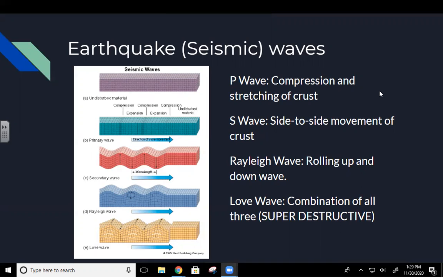The S wave is the second thing that you feel, which is what we felt when we were experiencing the earthquake that Tuesday morning, and you all thought that someone was shaking your bed or something like that. That is the side-to-side motion.